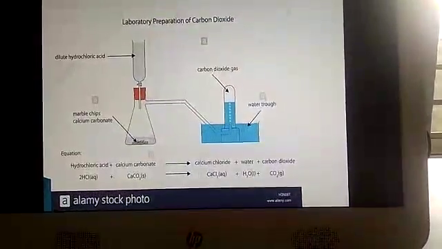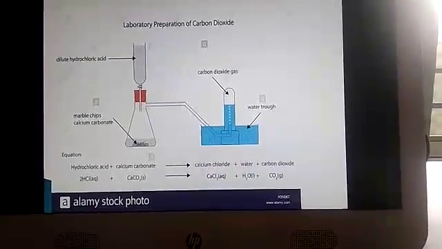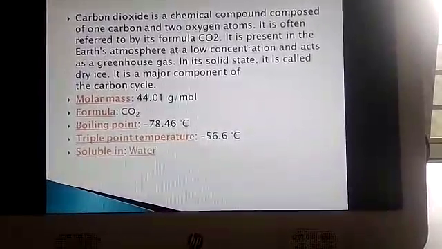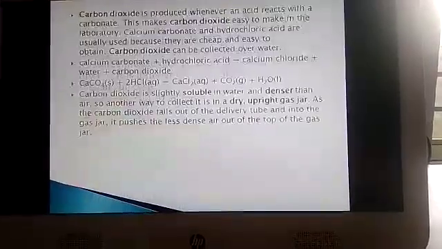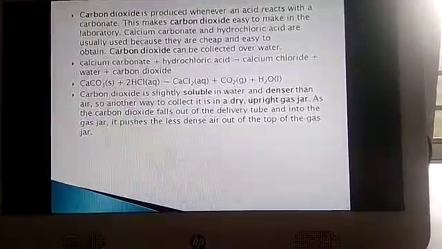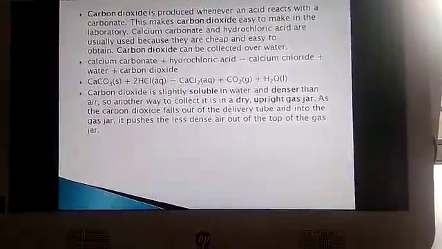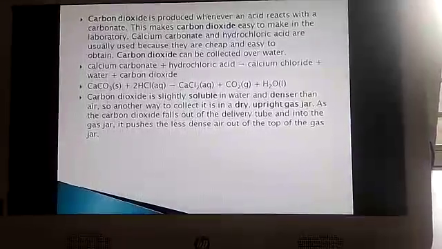Laboratory preparation of carbon dioxide, this we'll study in our next class. What carbon dioxide is and how it is prepared in the laboratory, we'll study in the next class. Okay children, till then please see the textbook and follow the preparation of oxygen.